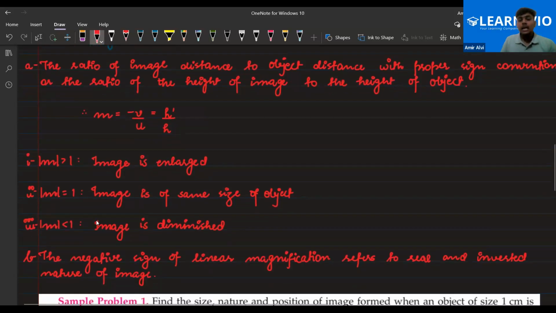That's great. The next thing is that the negative sign of the linear magnification refers to the real and inverted nature of the image. What does it mean? Suppose the magnification is greater than 1 but there is a negative sign associated with it. That means it is a real and inverted image. So do not assume the negative sign shows the magnitude. The negative sign shows the real and inverted nature. Clear? Any doubt? No. Sure. So with this, we have completed the linear magnification, Naveed.